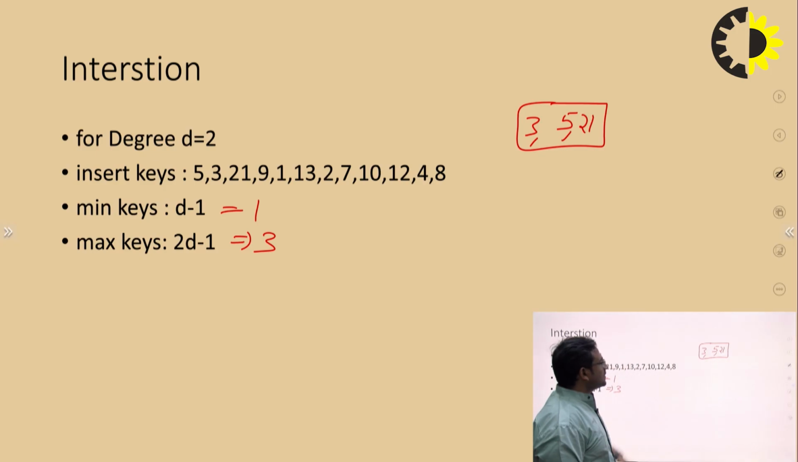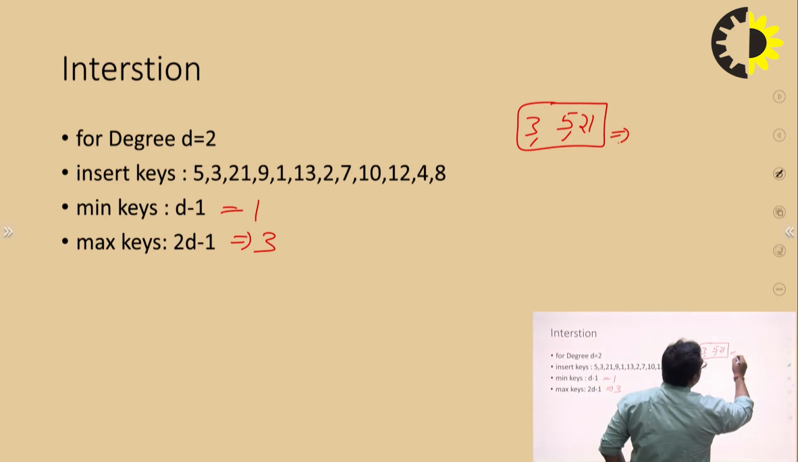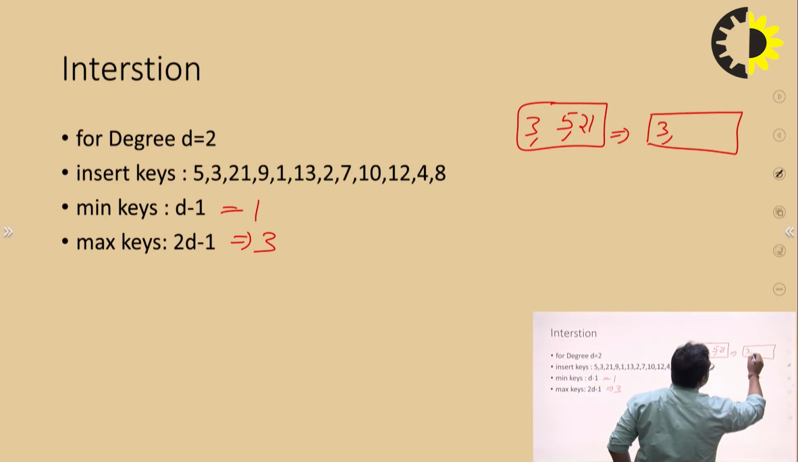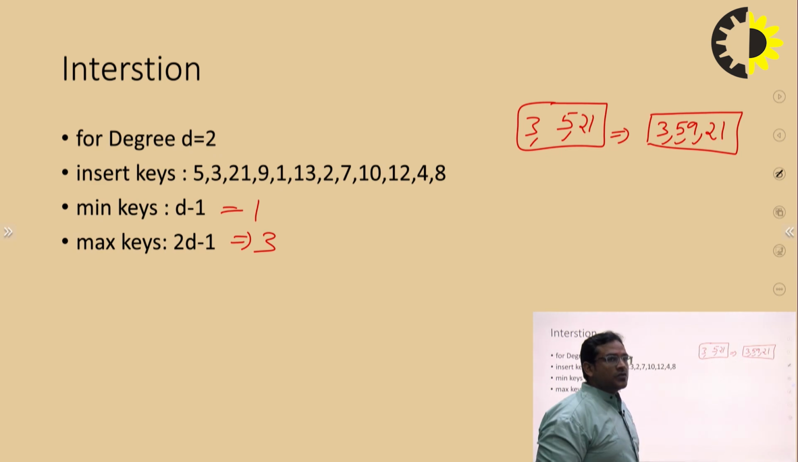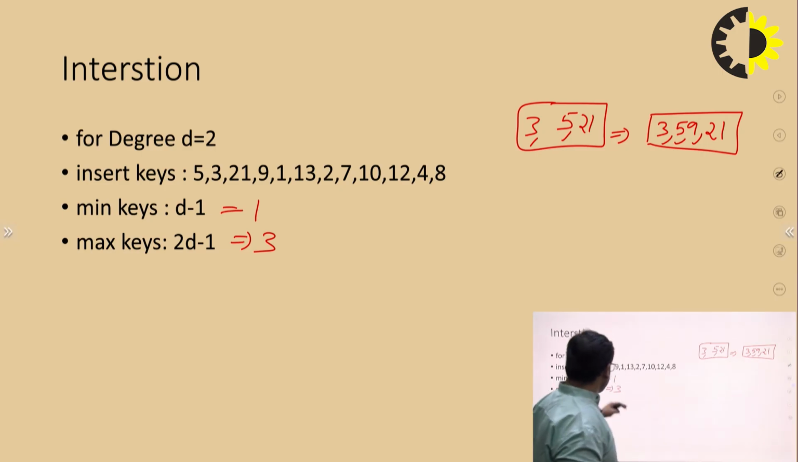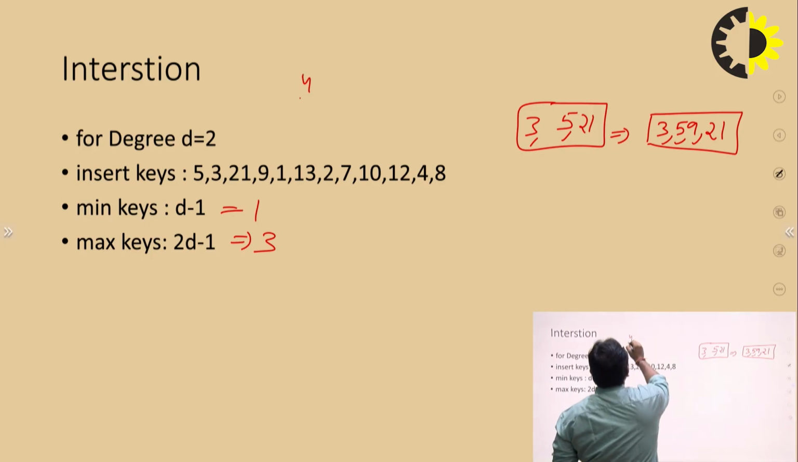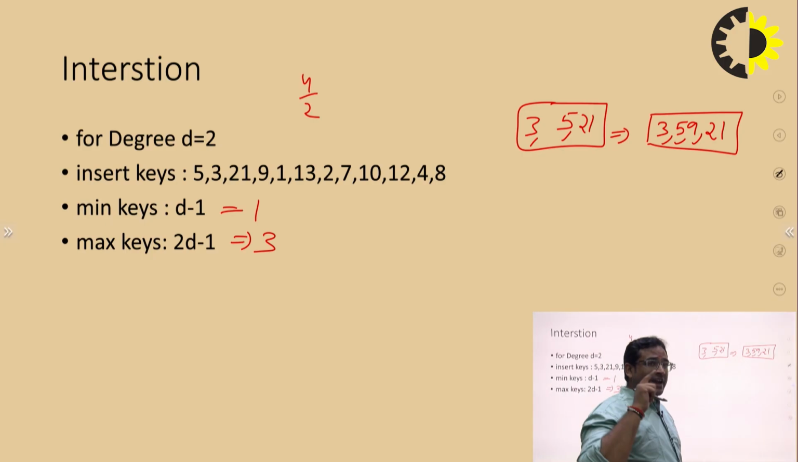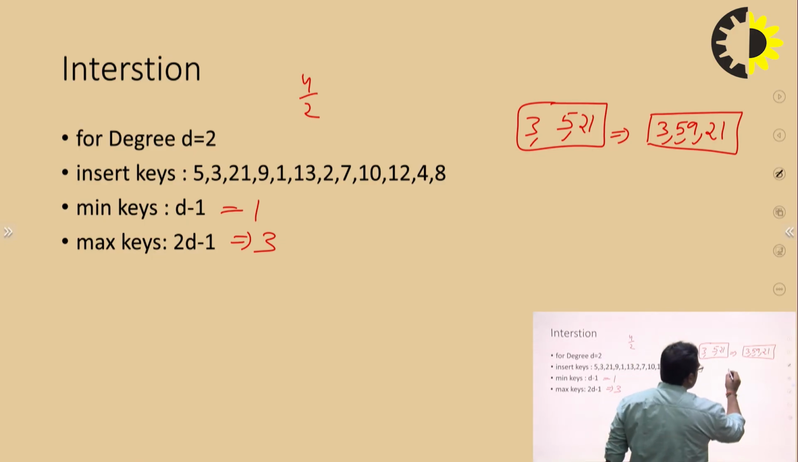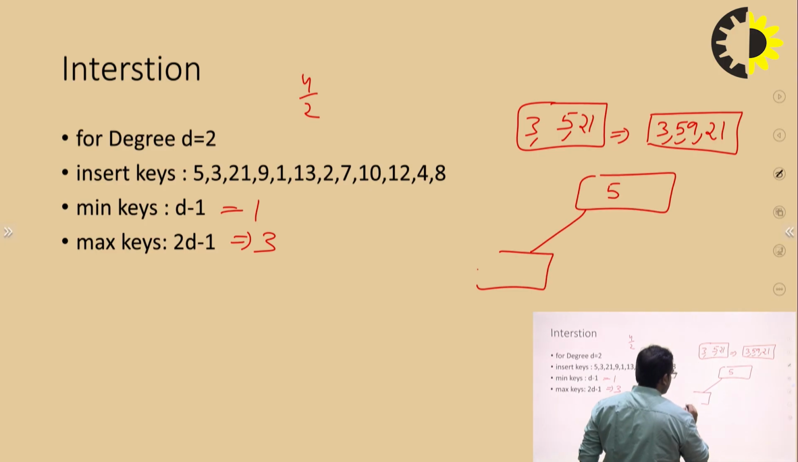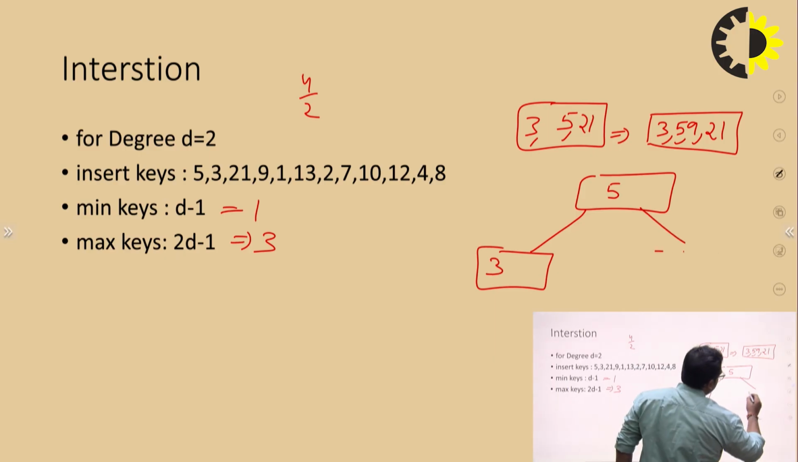But when 9 is inserted, the node is updated to 3, 5, 9, 21. That is 4 elements, but the maximum number of keys is 3. So what happens? We divide 4 by 2, that is 2. The second element goes to the upside because it is a bottom-up approach. So 5 goes up, the left child has 3 and the right child has 9, 21.